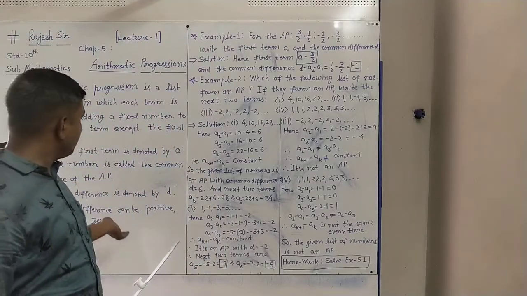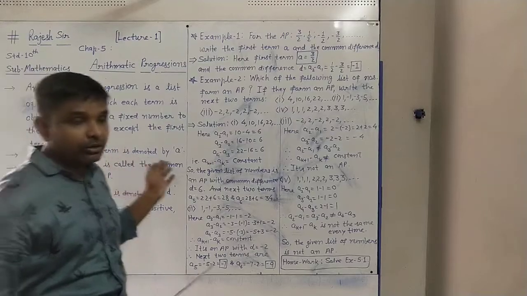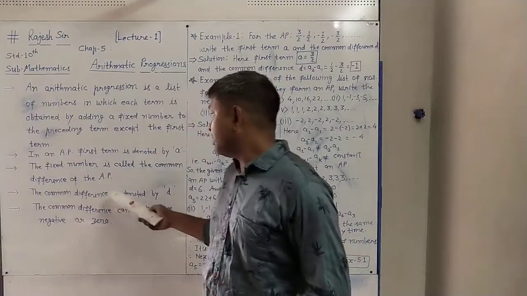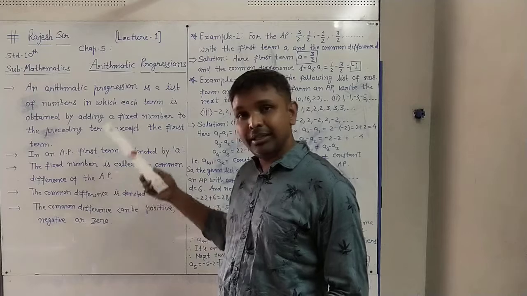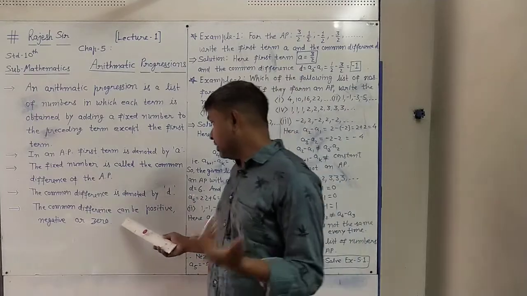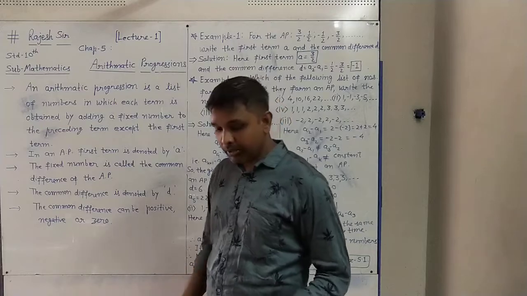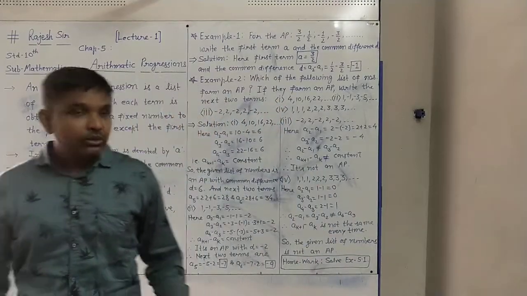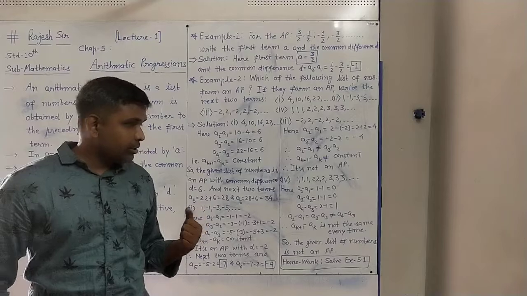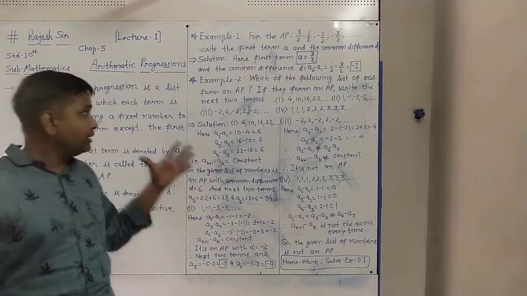You are also suggested to write this definition of AP, and what is called the first term, what is called the common difference. The common difference may be positive, negative or 0. That also we have to remember for one mark questions. So this way you complete your homework: solve exercise 5.1 and write this down.